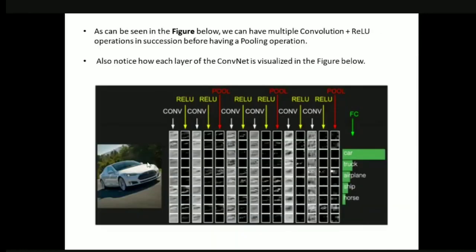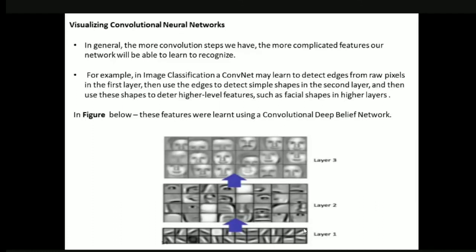So if you see here, this is our input image. We have done convolution, ReLU, and then convolution, ReLU, and then pooling. Again convolution, ReLU, and then pooling. Again convolution, ReLU, and then pooling. And finally, we have given this to the fully connected layer, and it has successfully identified the input image with maximum probability. So this is how we can visualize convolutional neural networks, to understand how they actually work.